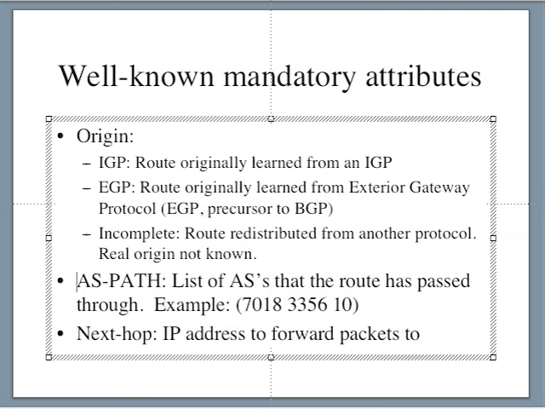The third well-known mandatory attribute is the next hop, which is the IP address to forward packets to, which is really useful in a routing protocol. The whole point of the routing protocol is to understand, hey, I've got this route, which I've got a packet which is destined for an IP address, I need to know where to send it.